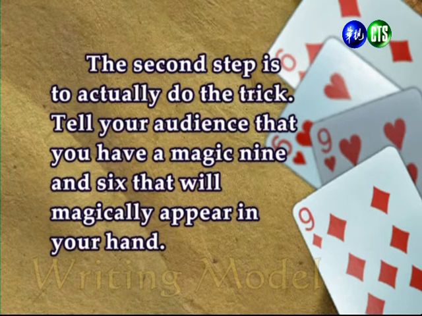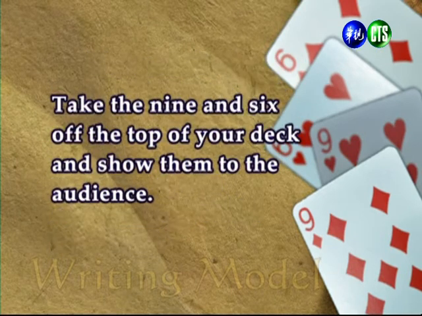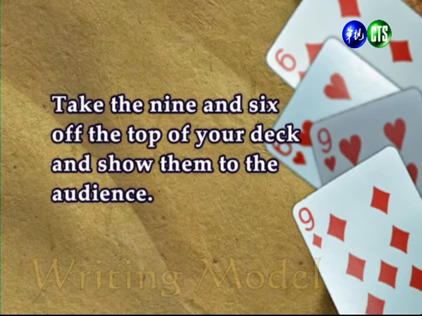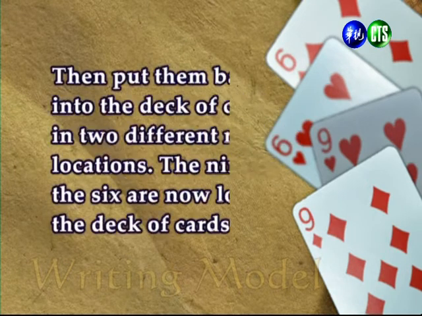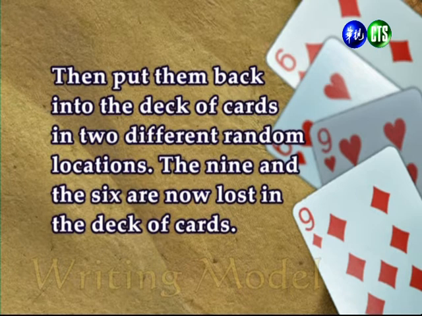The second step is to actually do the trick. Tell your audience that you have a magic 9 and 6 that will magically appear in your hand. Take the 9 and 6 off the top of your deck and show them to the audience.